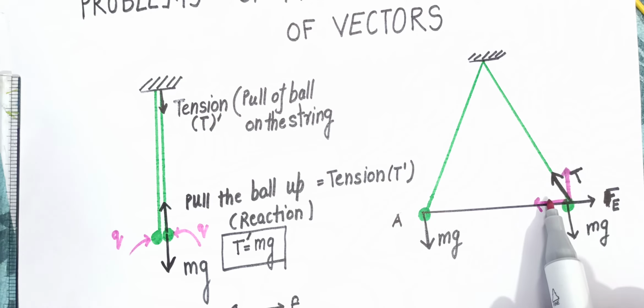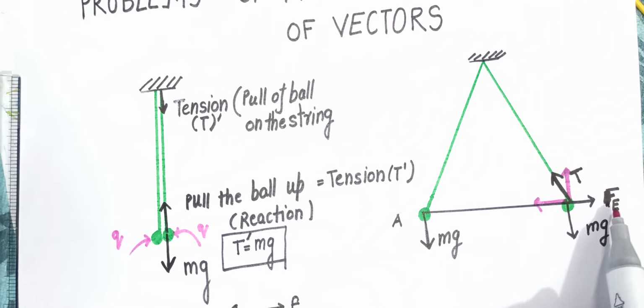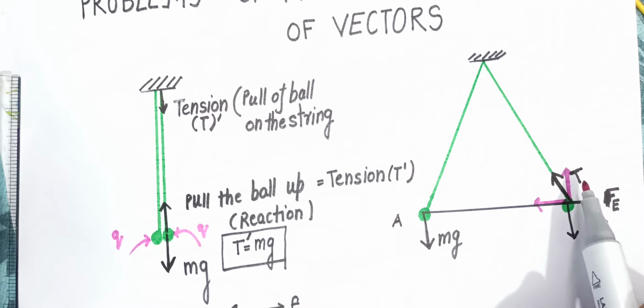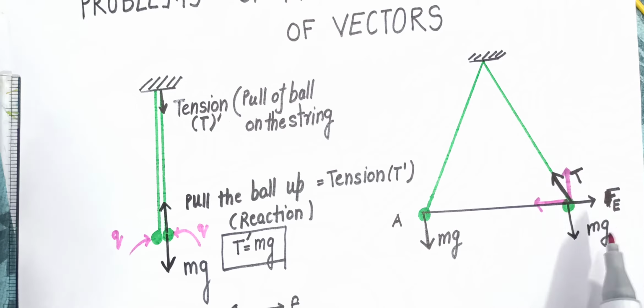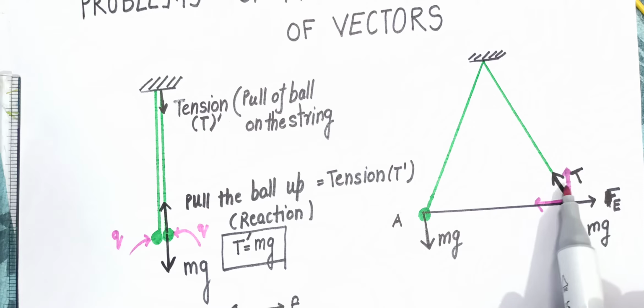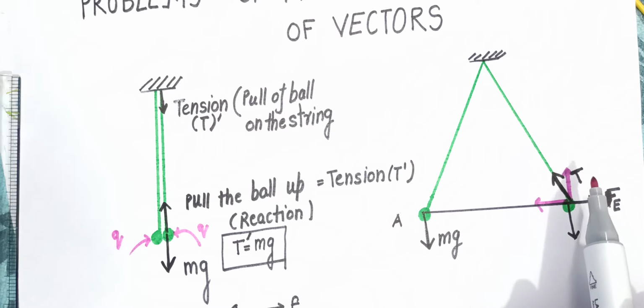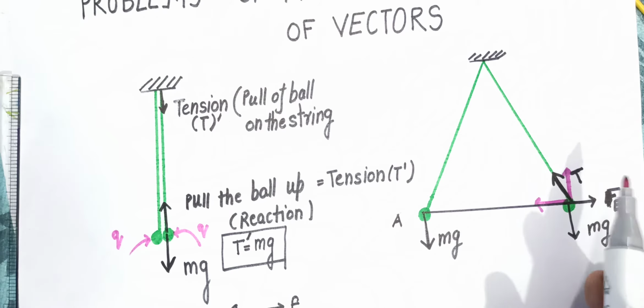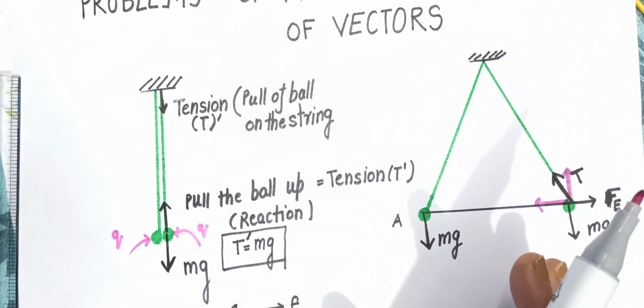This force may balance this electrostatic force, and this force may balance this gravitational force, and there is a possibility that this ball again comes in equilibrium and stays at rest at a particular orientation.